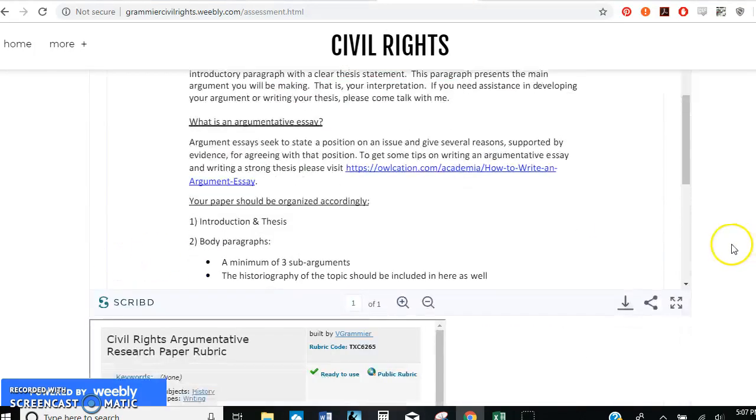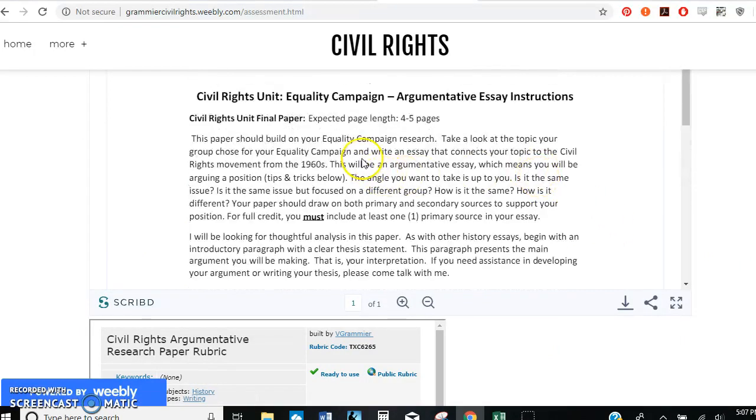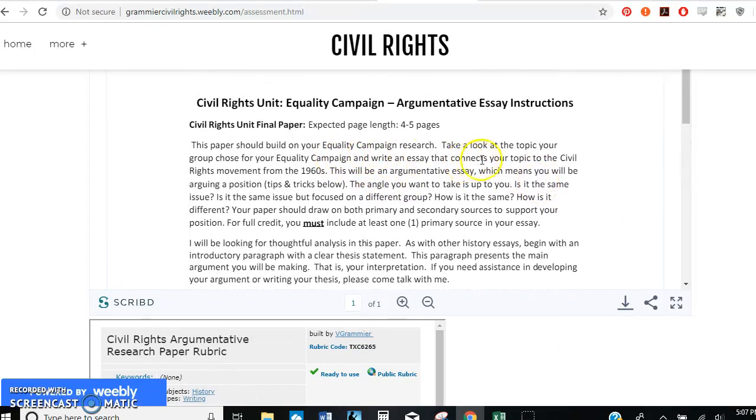The essay will be the last thing that they need to do, and this is going to be on their equality campaign. They're going to take their equality campaign topic, and they're going to decide what connects that topic to the civil rights movement in the 1960s, and they're going to write an individual argumentative essay on that topic.